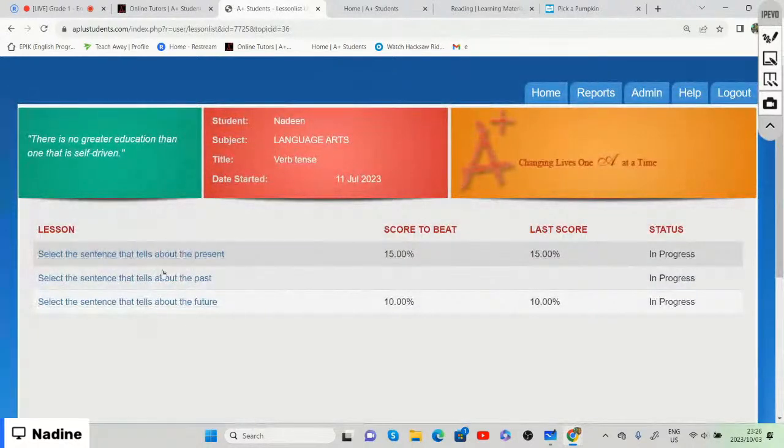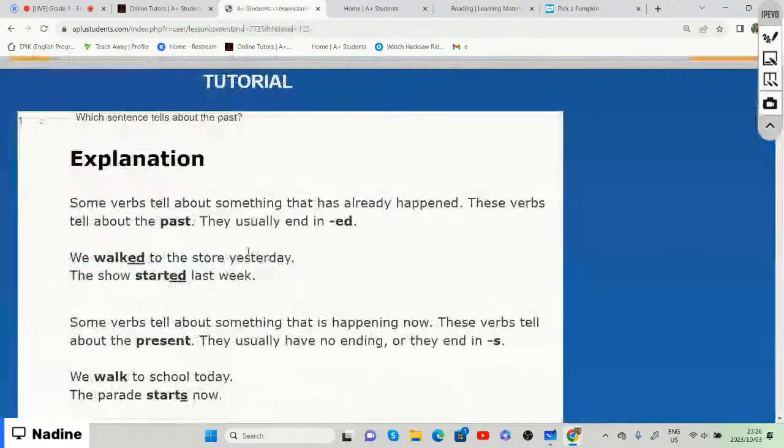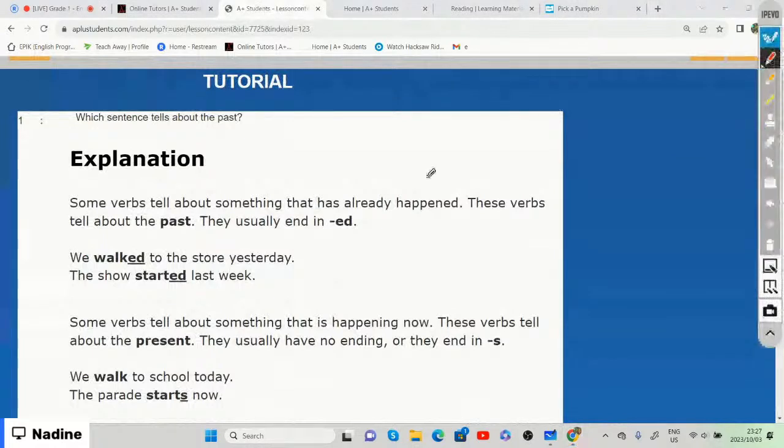Now we're going on to the past, right? And we said some verbs tell us about something that has already happened, and we call these verbs that tell us about the past. They're things that have already happened. And the verbs that tell us about the past usually end in ed. So you need to add an ed to your verb.